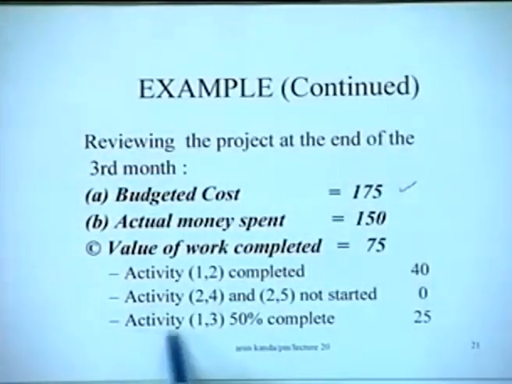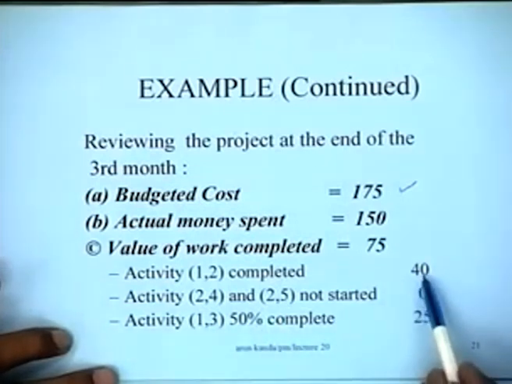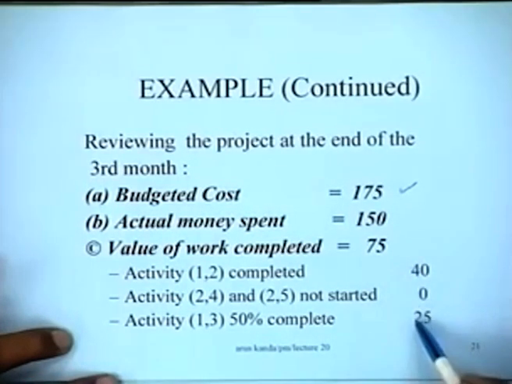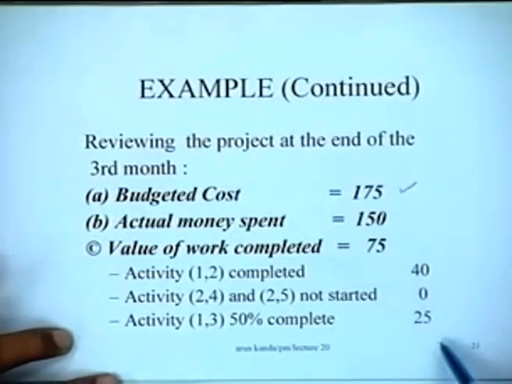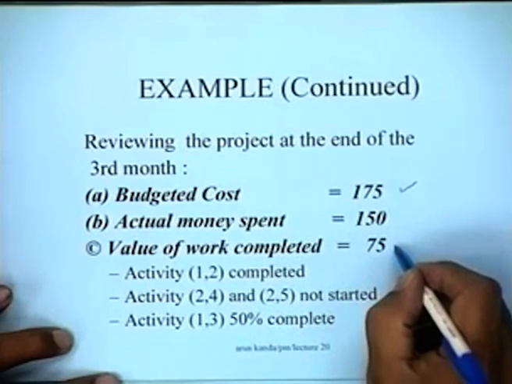So based on this information from the site report for individual activities, we can say that for activity 1-2, 40,000 units of work has been done. Nothing has been done here, 25. So the total amount of work done should be 40 plus 25, which is 65, right? Assume that 10 more units of work has been done somewhere, whatever it is. So the value of work completed is then of the order of 75,000 units.